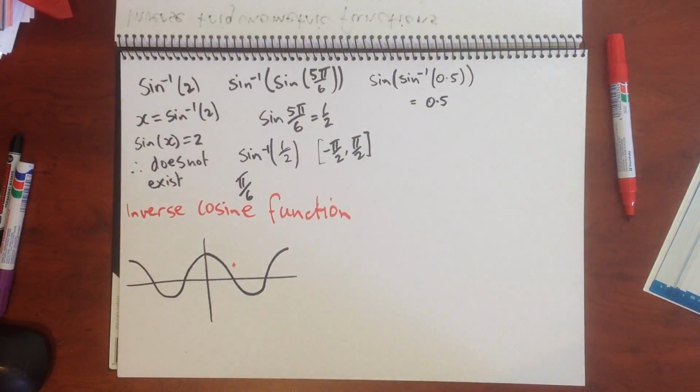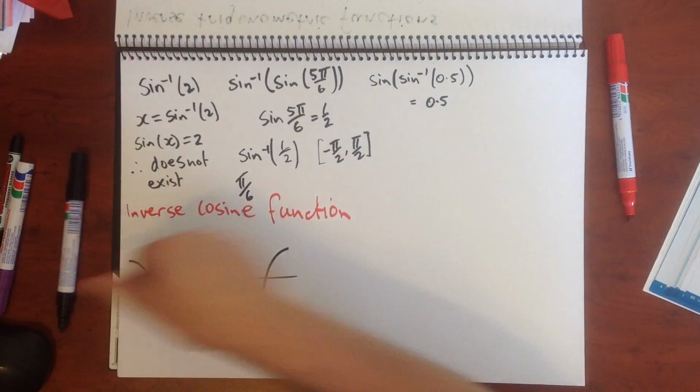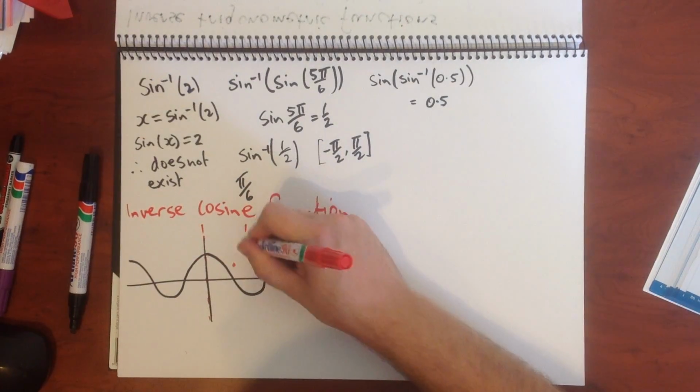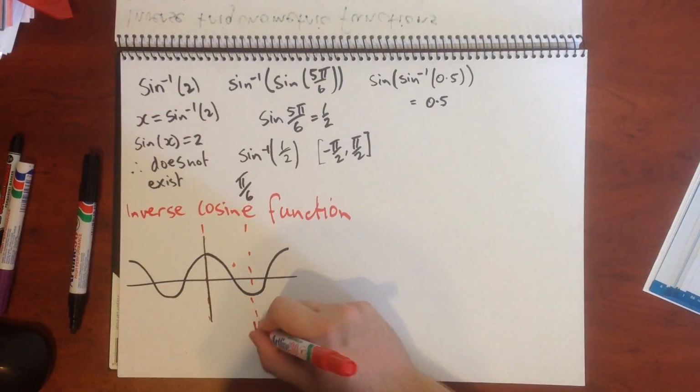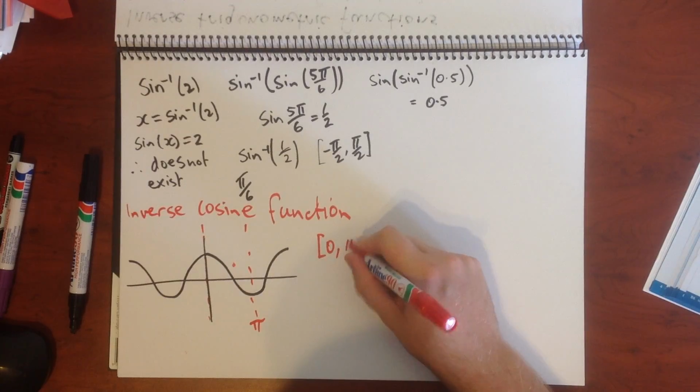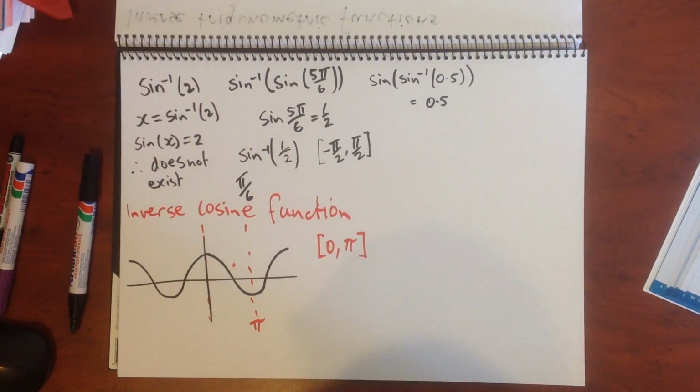Looks something like that, and again we get in trouble when we start trying to find the inverse function, because it won't be a function unless we restrict the domain. Now the usual restriction we do for this one is by going from 0 to pi. It's the largest restriction we can have. Again, we could have smaller ones, but you wouldn't really bother.